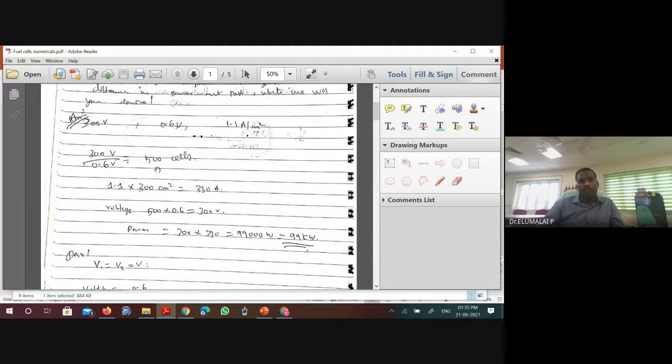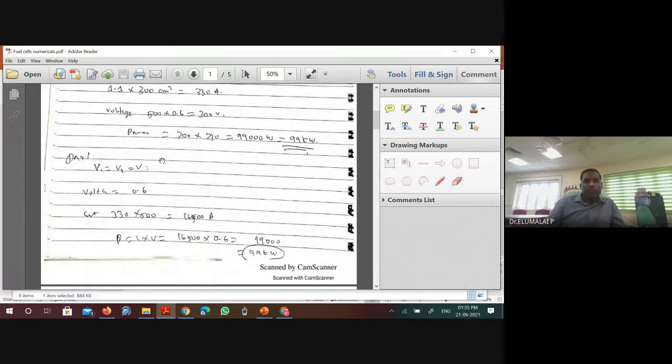Now take the 500 fuel cells having the same characteristics and connect them in parallel. Voltage will remain the same. What is the current output you will get? Voltage will remain 0.6. A single fuel cell generates 330 amperes, and you have 500 of them added. So 330 into 500 gives 165,000 amperes. What is the power now? This much current into 0.6 volts. You get the same power.